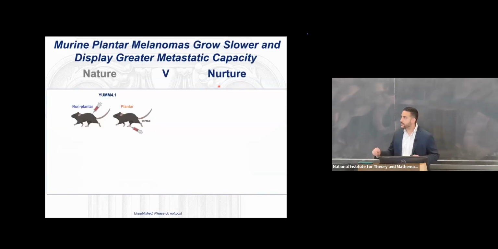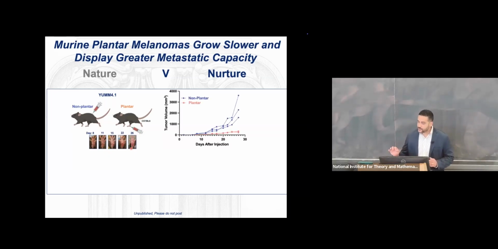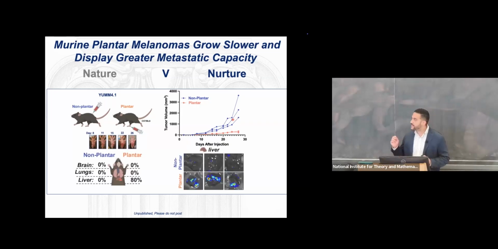In this first series of experiments, we used the murine melanoma cell line YUM 4.1. We functionalized them with an M-cherry luciferase tag so that we could monitor metastasis using intravital imaging. We can confirm that the tumors grow inside of the foot of the mouse. This was not something that was clear in the literature. We see that the tumors grow much more slowly when implanted in the plantar skin, shown here in peach, compared to the non-plantar skin. However, the metastatic capacity was significantly increased. These tumors implanted in the plantar skin of the foot demonstrated significant elevation in their ability to metastasize to the liver versus non-plantar skin.